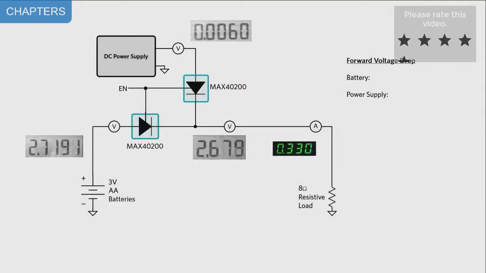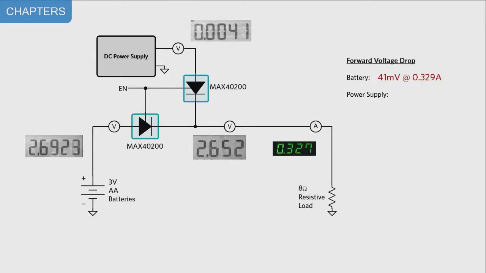When the 5 volt supply is powered off, you can see that the battery voltage is discharging into the load. The input from the batteries is 2.709 volts, and the output of the diode ORing circuit is 2.668 volts, which shows roughly a 41 millivolt drop across the diode ORing circuit. With the 5 volt supply enabled, the measured input voltage is 4.991 volts, and the output voltage is 4.948 volts, which shows roughly a 43 millivolt drop across the diode ORing circuit.